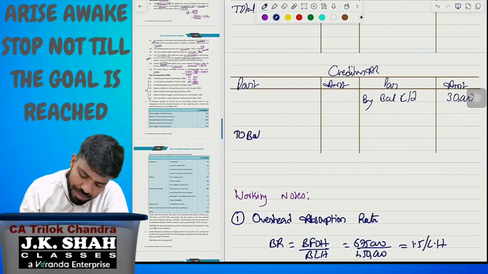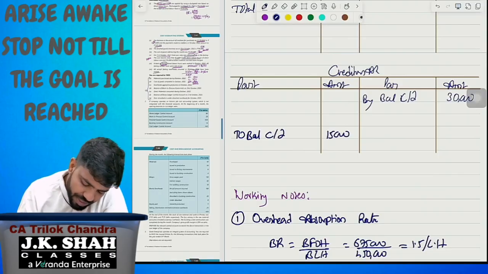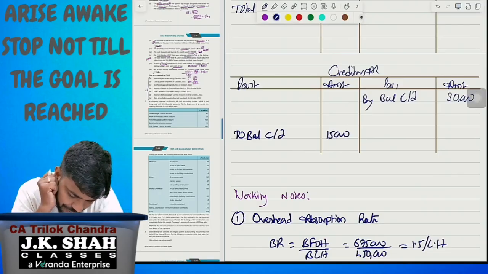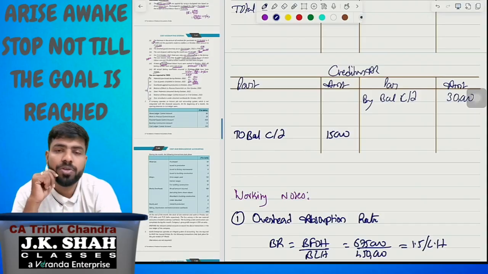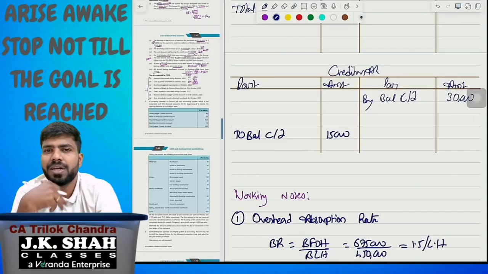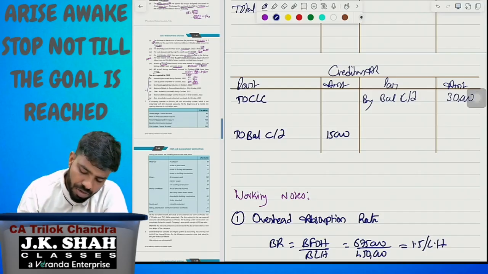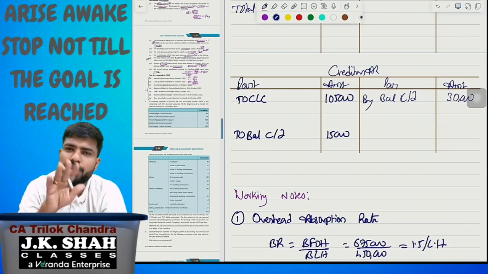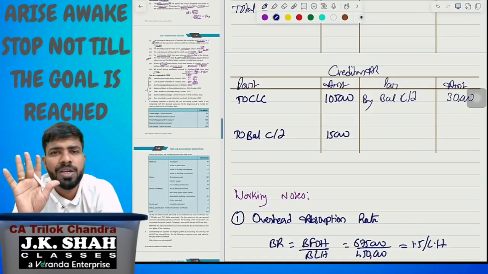To balance carried down 15,000, and they gave the total payments made to the creditors, 1,05,000. What is the entry for payment made to creditors? Creditors account debit to CLC account, 1,05,000. I am not going to prepare the CLC account; it is not required. I am just preparing the ledger accounts that they gave in the question.